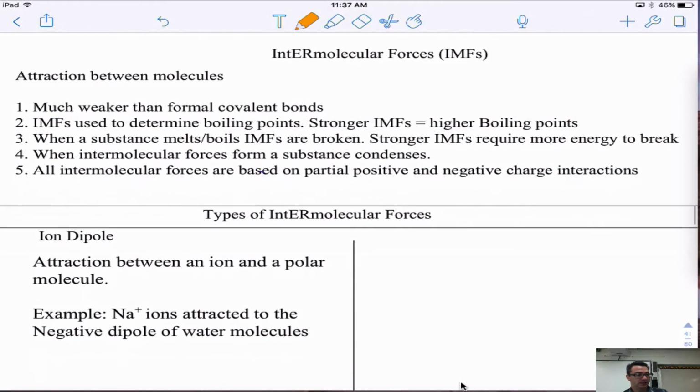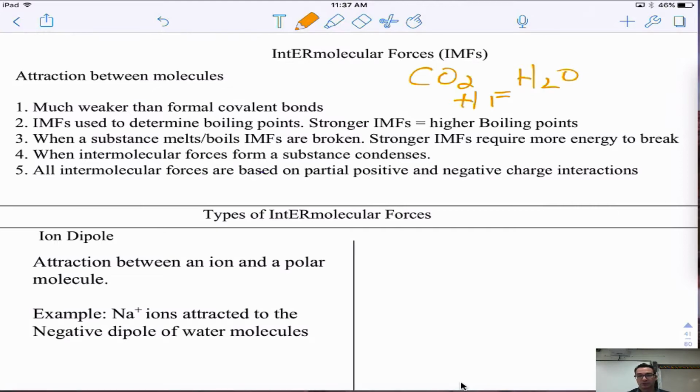Okay, so I just want to introduce intermolecular forces to you, and then next video we'll talk about intermolecular forces in detail. So intermolecular forces are only found in molecular substances. That means that you have to have a molecule. Things like CO2, H2O, HF. You'll never find this in ionic compounds. So if you have NaCl, intermolecular forces do not apply.